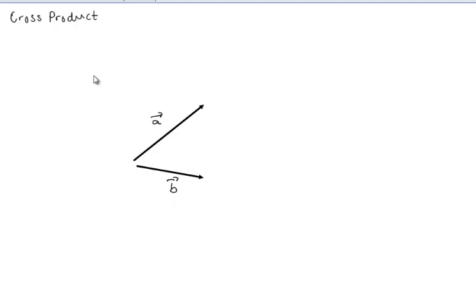Now, we want to talk about cross product of two vectors. Now, when we talk about cross product of two vectors, this is how we denote cross product of two vectors. Let's say we put A, we write A cross B.